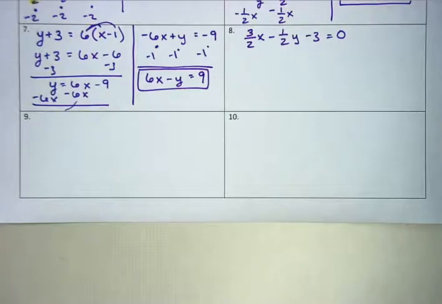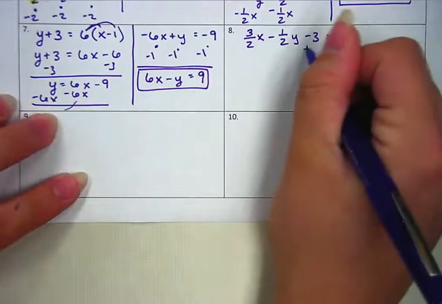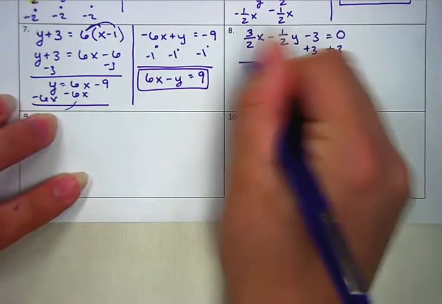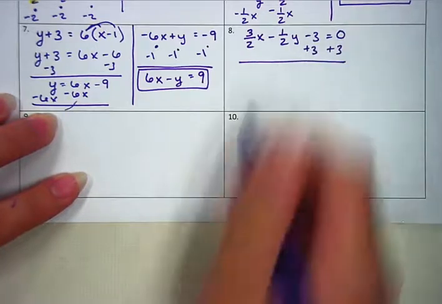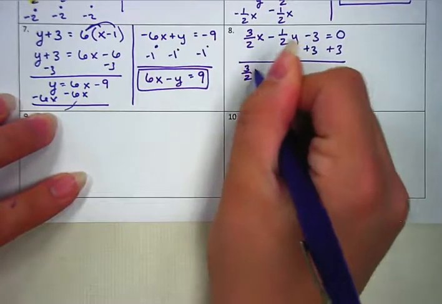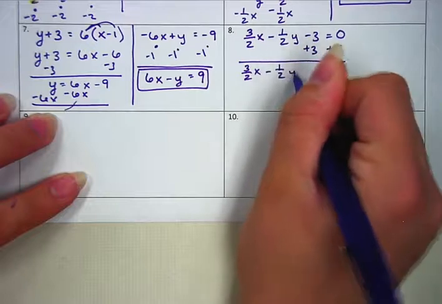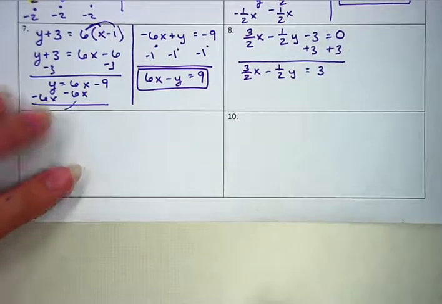So the first thing we need to do is get the x and y by itself. To do that, we're going to add 3 to both sides, because right now the x and y are on the same side together, which is good. We just need to move the constant. So 3/2 x minus 1/2 y equals positive 3.